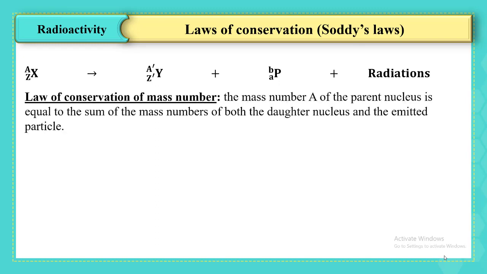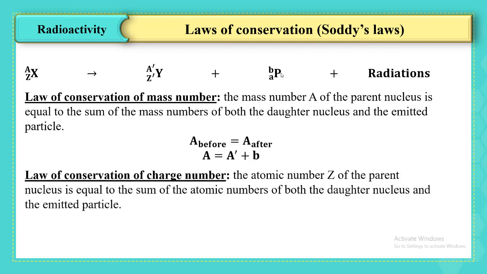The mass number A of the reactant nucleus is equal to the sum of the mass numbers of both the daughter nucleus and the emitted particle. So we can say that A before is equal to A after, then A is equal to A prime plus B. In the same way, the atomic number Z of the parent nucleus is equal to the sum of the atomic numbers of both the daughter nucleus and the emitted particle.